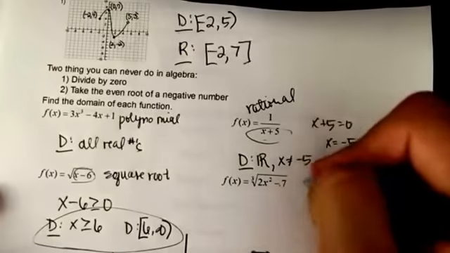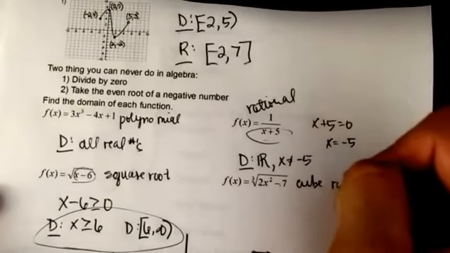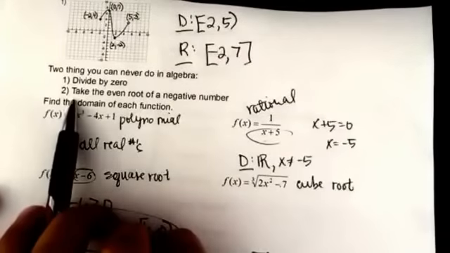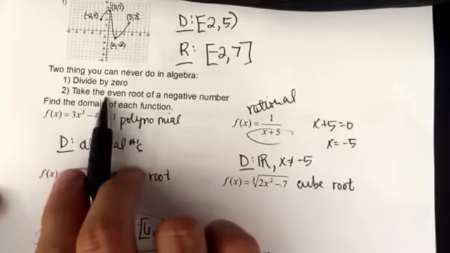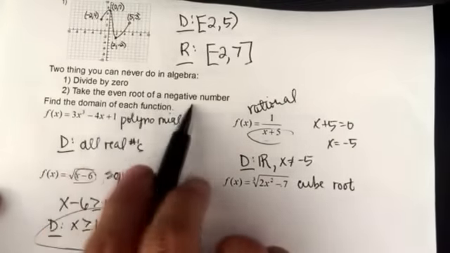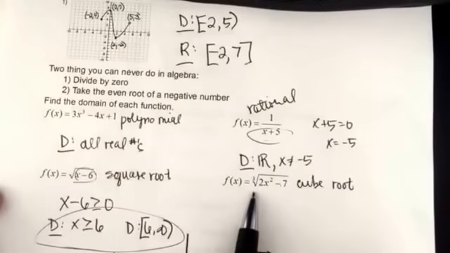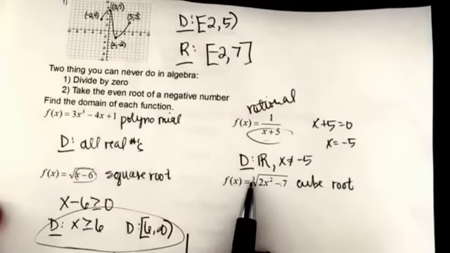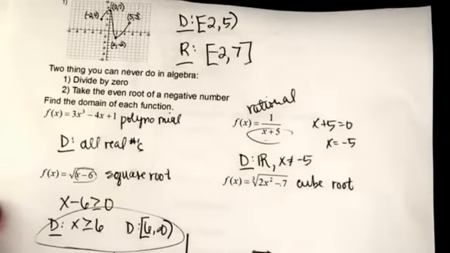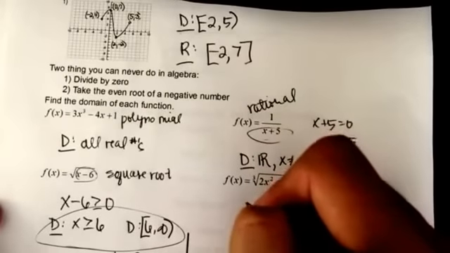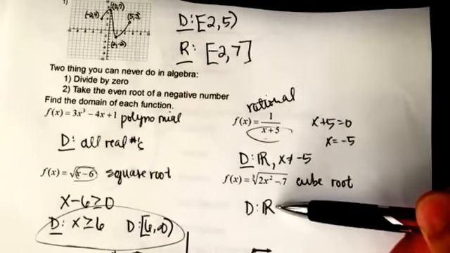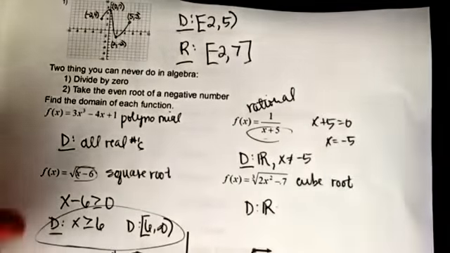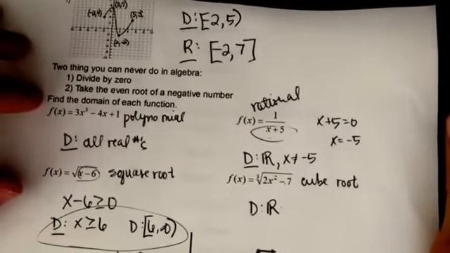Last one here is called a cube root function. Now notice my two stipulations. Can't divide by 0, can't take the square root, fourth root, sixth root of a negative. That's not an issue in this problem because I have an odd root. It's a cube root. What you're going to find out about odd roots is that there are no restrictions, so it's just all real numbers. Keeping in mind that that double-backed R means all real numbers. Can literally pick any number you want and it's going to work.